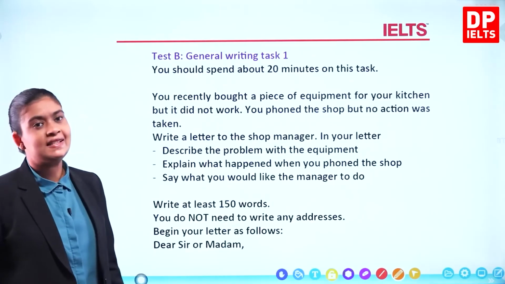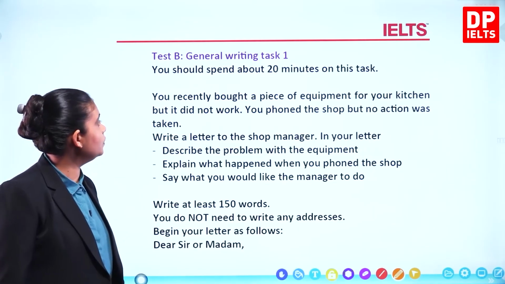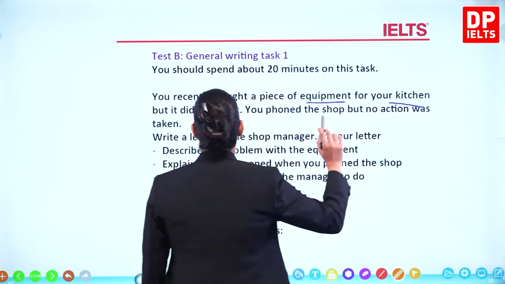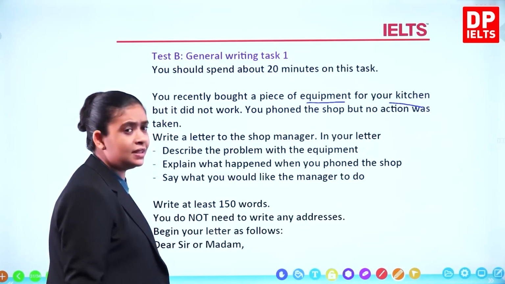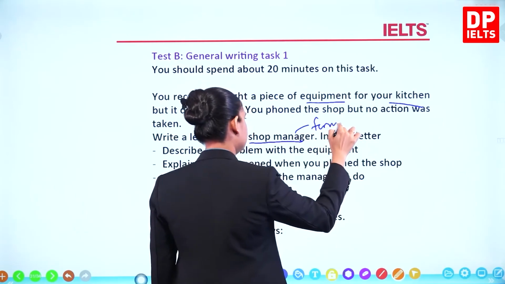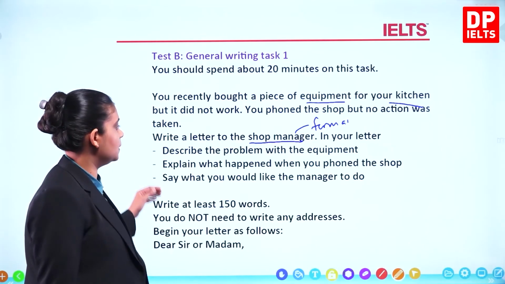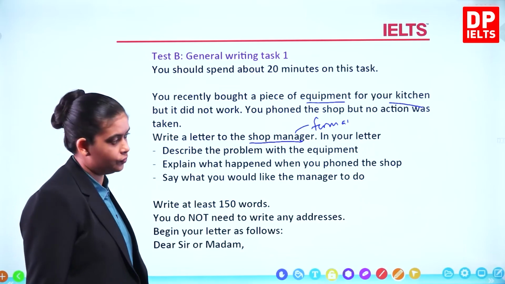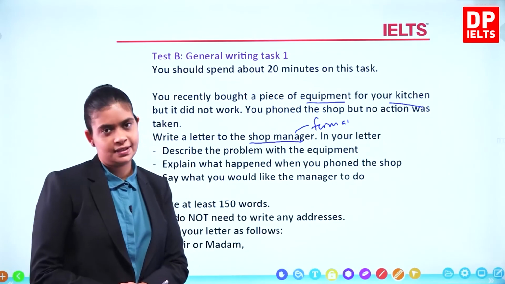we come to the last test, right, which is for general students. You recently bought a piece of equipment for your kitchen. Okay, but it did not work. You phoned the shop, but no action was taken. So you're writing a letter to the shop manager. This is formal. Describe the problem with the equipment. Explain what happened when you phoned the shop. Say what you would like the manager to do. So take 20 minutes, pause the video here and write down your answer.